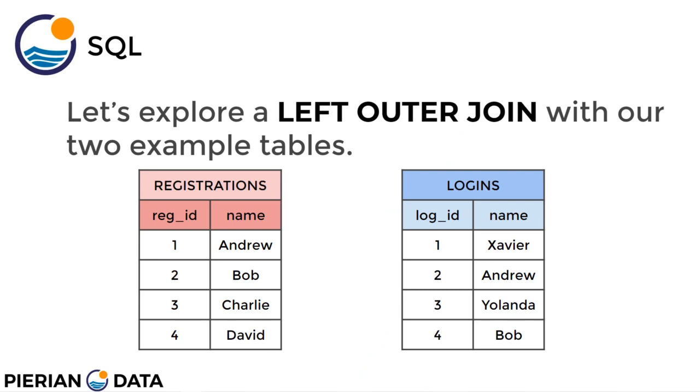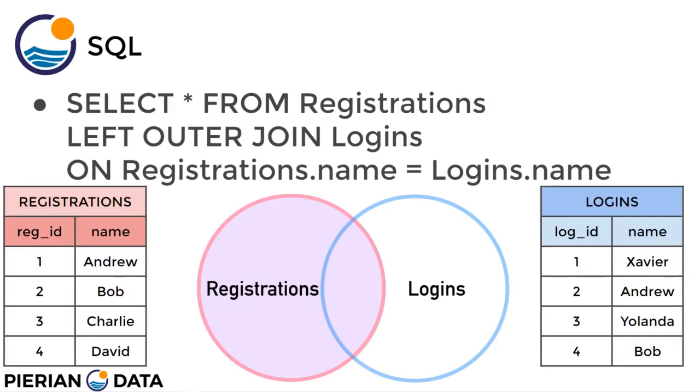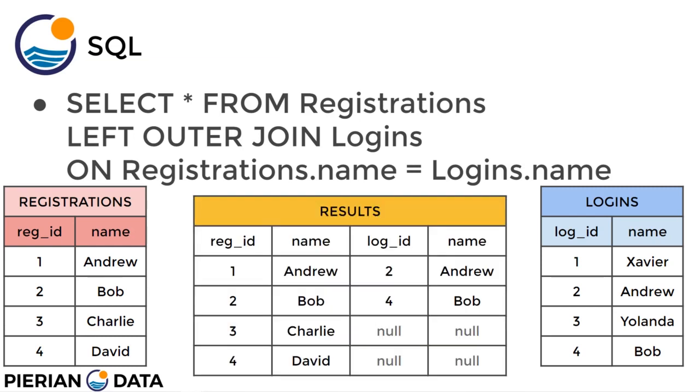So let's explore a left outer join with our two example tables. Here we have registrations and logins. So what we're going to say here is select everything from registrations, perform a left outer join on logins on registrations.name equal to logins.name. And what does this actually look like? Well, it's going to return the following.